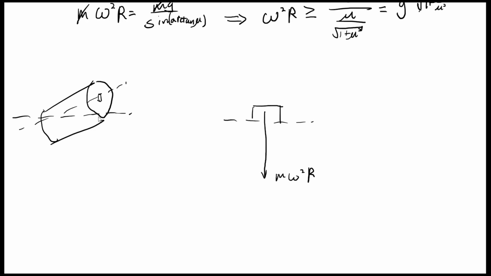And this angle is alpha. And we can consider the extremes of when the block is at the bottom and when the block is at the top. So when the block is at the bottom, gravitational force is pointing like this, and centrifugal force is pointing like that. And I think it's pretty clear here that the angle between the two vectors is going to be alpha.